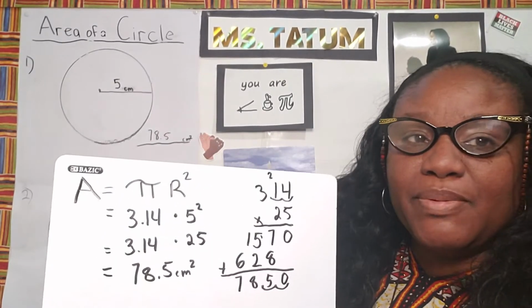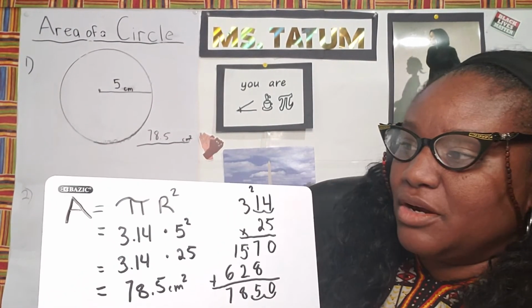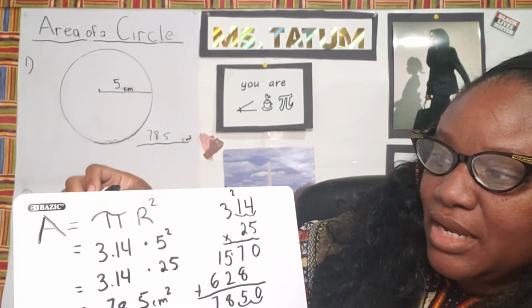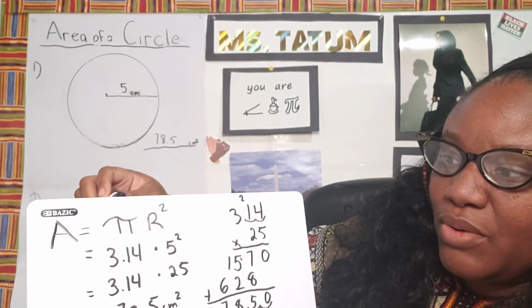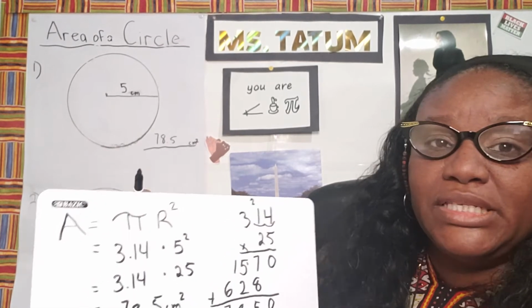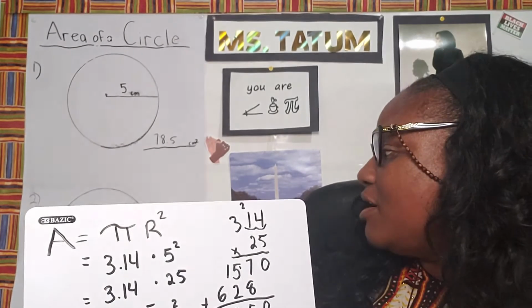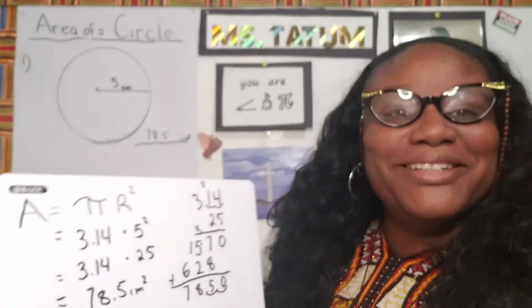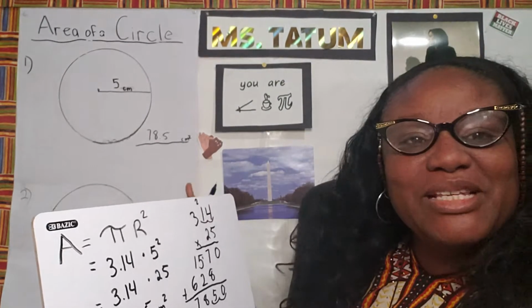Sometimes problems look a little harder than they actually are, but all I had to do was multiply pi, 3.14, times the radius squared. And pi, you're going to see again and again and again in your math problems. This took a little longer than I thought, so we'll do the next problem another time.